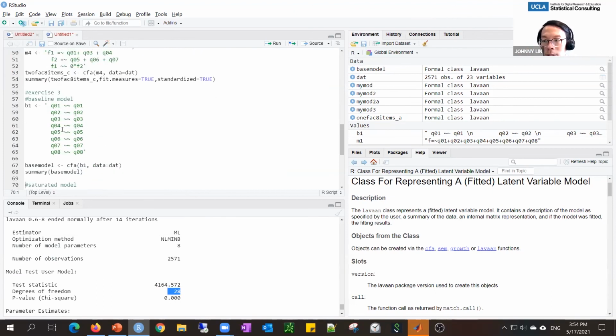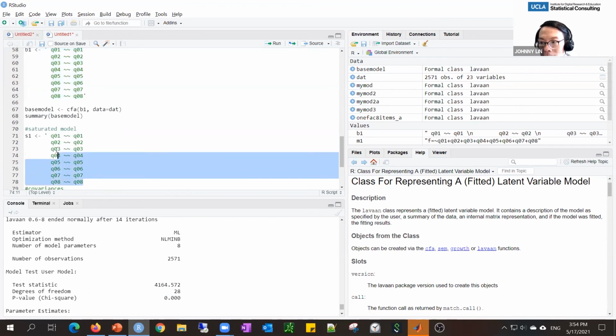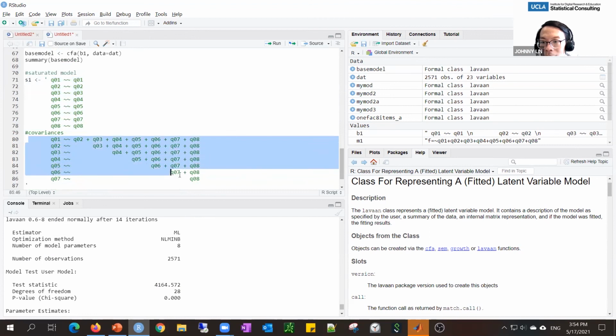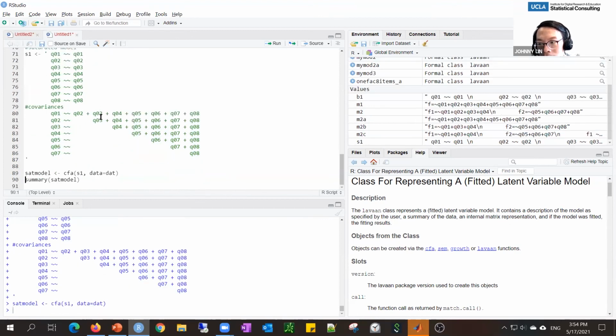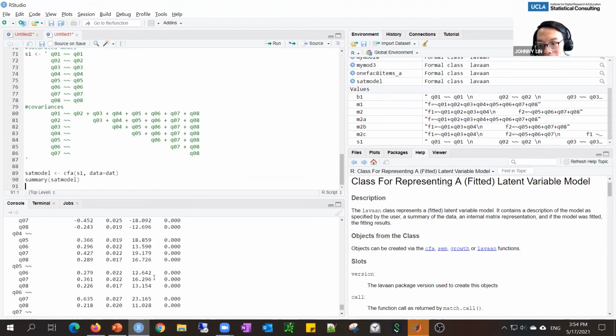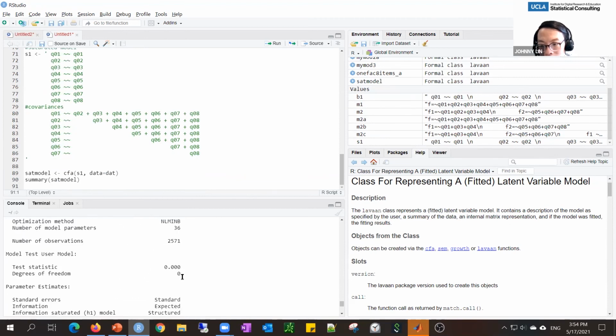Now, how did you fit the saturated model? Well, basically it's the variances plus the covariances, right? So I add the variances here, I copy that, and now I add the covariances. You don't want to duplicate them, right? So you want 1 with 2, 3, 4, 5, 6, 7, 8, 2 with 3, 4, 5, 6, 7, 8, etc. until Q7 with Q8. And that's what I meant. You can now simplify it by adding. So that estimates the covariances. So you have the variances and covariances, and that's the saturated model. And you know that because the degree of freedom is 0.